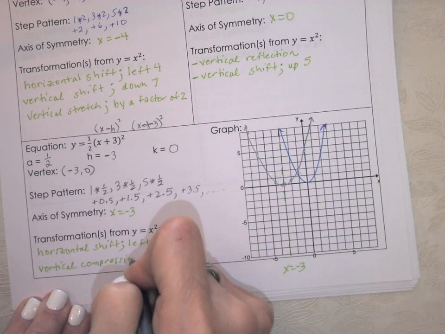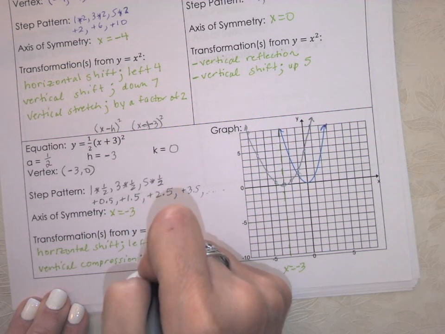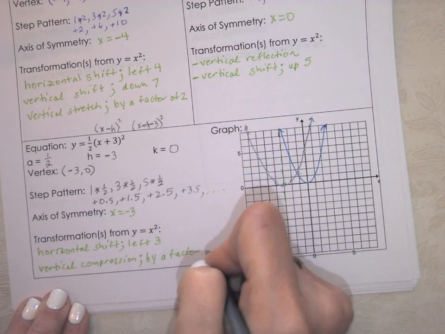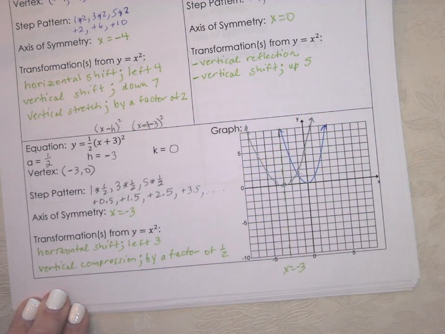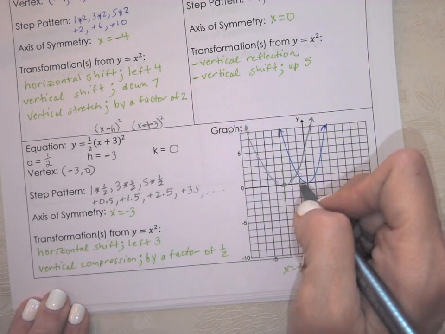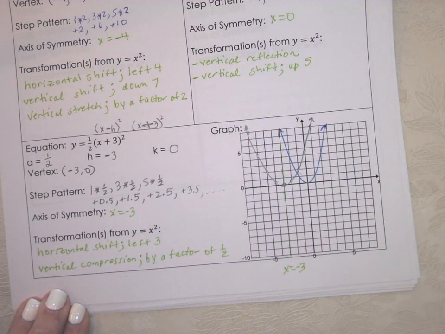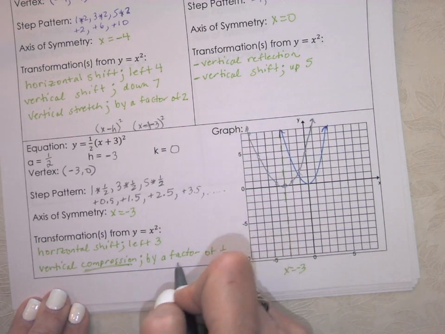And what we did is we halved each step. So we say by a factor of 1/2, because we've cut the steps in half. Instead of going over 1 up 1, we went over 1 up 1/2. Instead of going over 1 up 3, we went over 1 up 1.5, which is half of 3. So all our steps have been cut in half. So we've compressed it by a factor of 1/2.